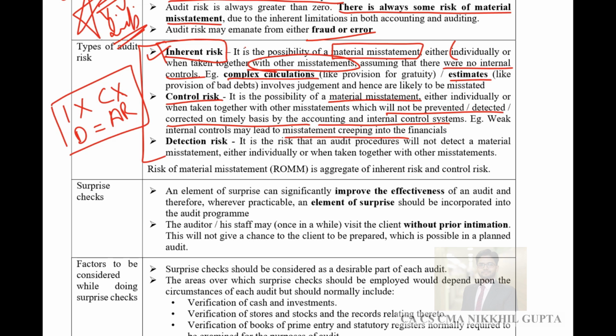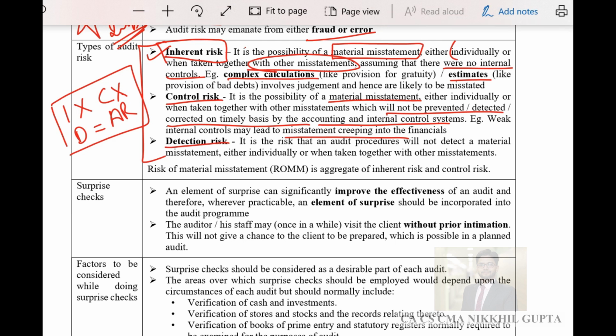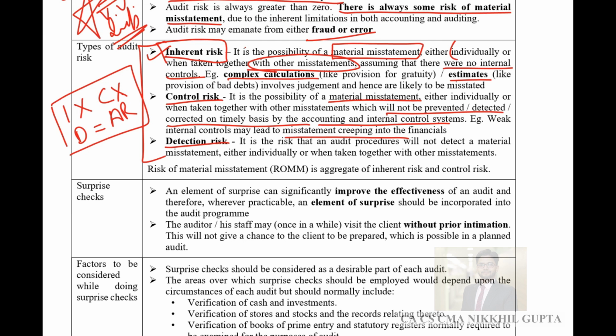Then there is detection risk. Detection risk means that due to faulty procedures adopted by the auditor, the error and fraud is not actually detected. So it is the responsibility of the auditor to ensure that the audit procedures are proper. Now everyone is human, guys. You are a human being. I am a human being. Even an auditor is a human being. When you qualify and become a CMA, then of course you will be a human being first, and human beings are prone to errors.